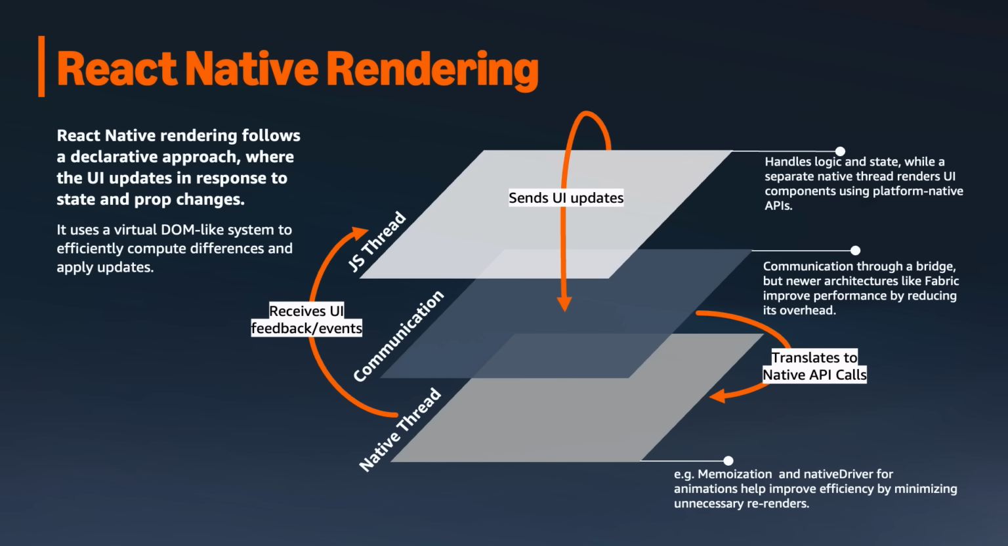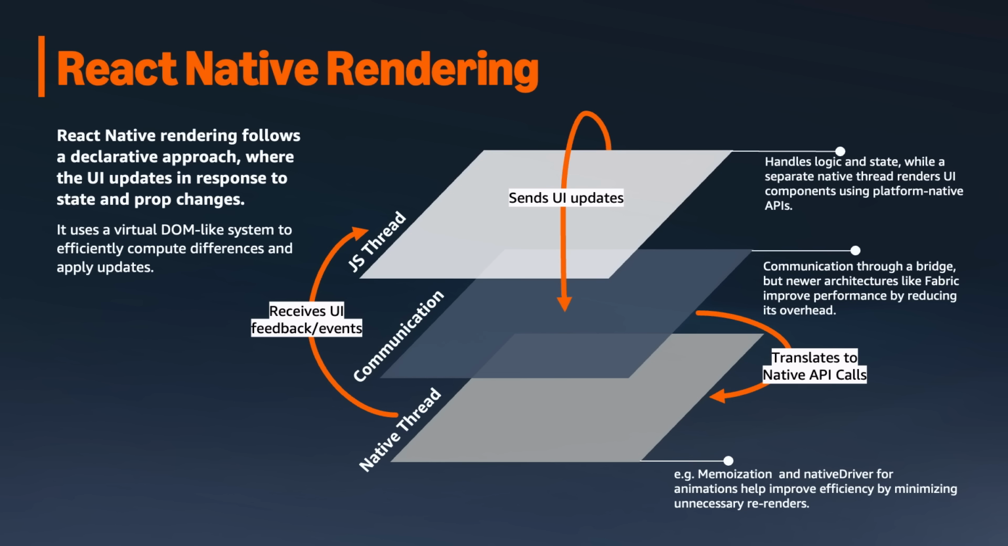And using platform native APIs, we have a communication or bridge layer where, for example, newer architectures would use the term Fabric here that you might know from stock React Native. It improves performance by reducing overhead when we use Fabric there. And our third layer, the bottom one, which we also refer to as the native thread, is where memoization happens with the native driver for animations. It also helps improve efficiency by minimizing unnecessary re-renders.